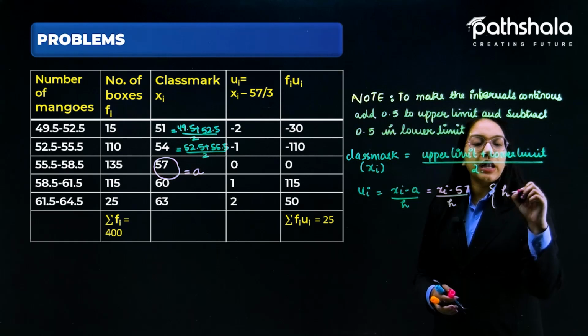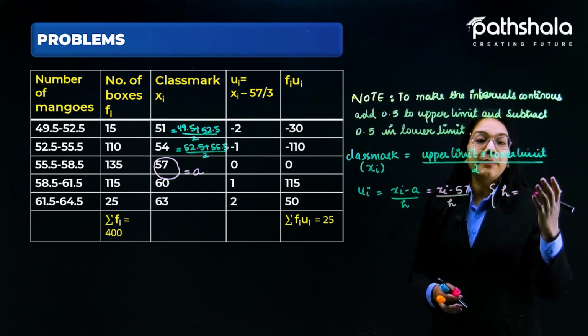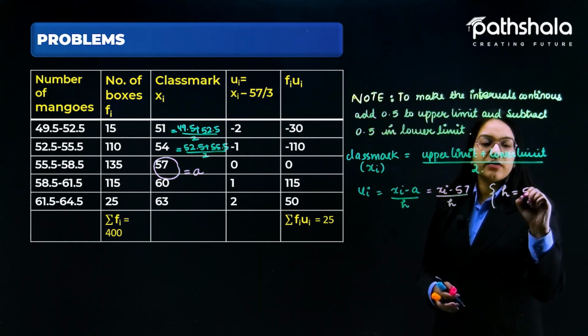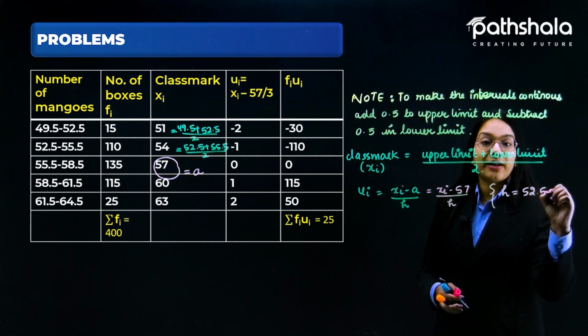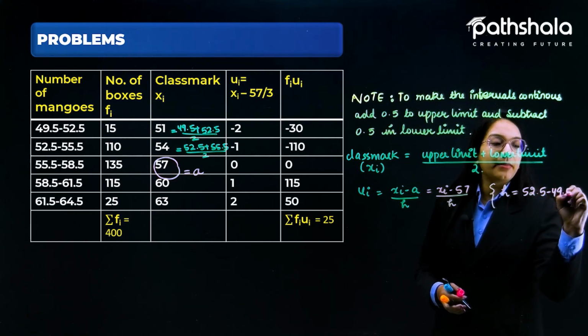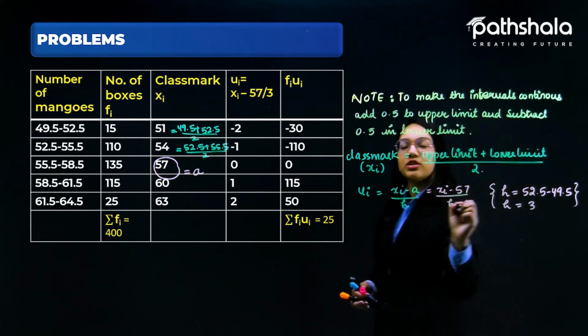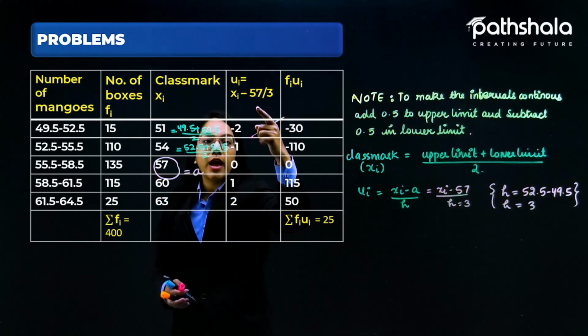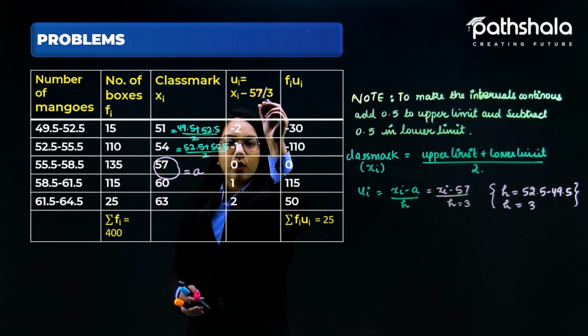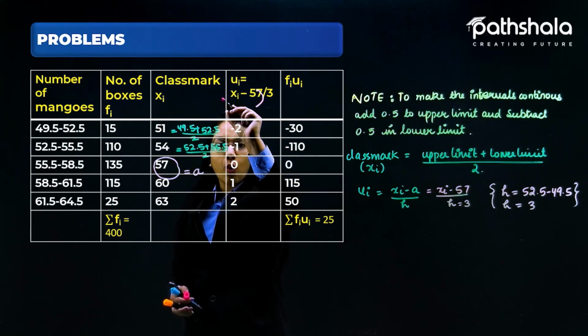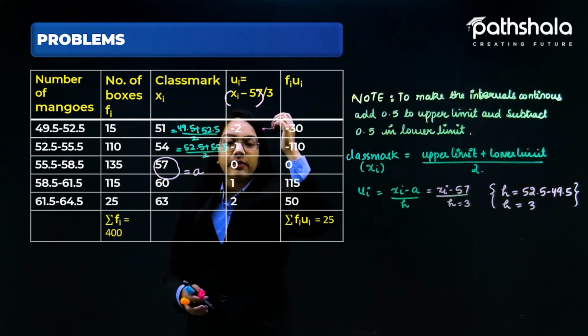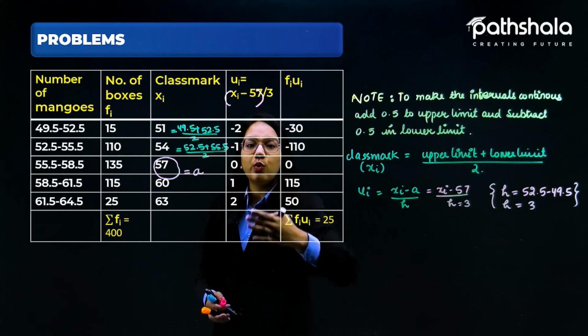The size of the class we can take by the subtraction of any particular interval. Let us suppose I am taking the very first interval, I am subtracting the upper limit with the lower limit, and I am getting the answer h is equal to 3. Hence the class size is 3. So that's why I am taking ui as xi minus 57 whole divided by 3. Now let's find all the ui's over here.